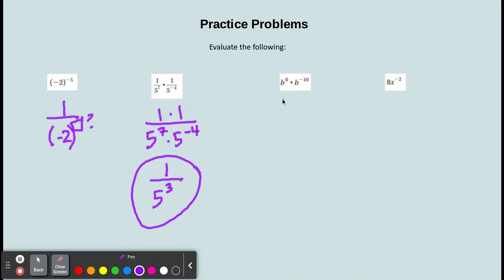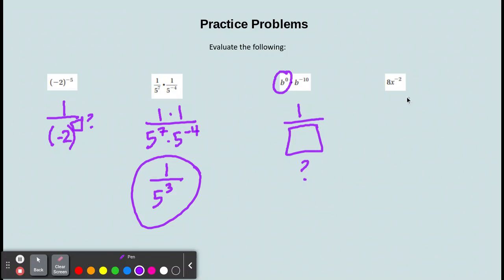On this one, there are 2 ways you can do it. You can simplify this out right away, or you can use your product of powers property. Either way works, but you should end up with something under the 1, something down here.